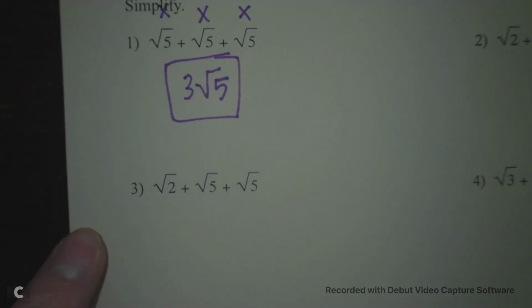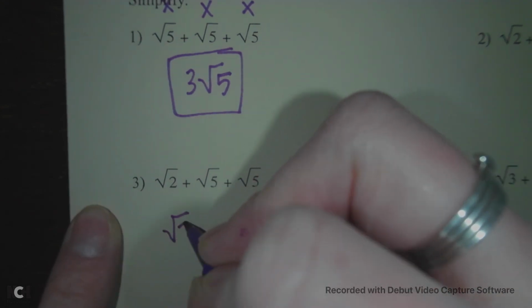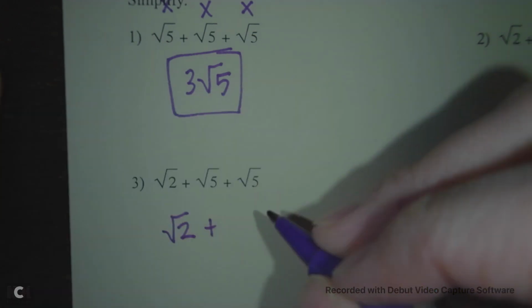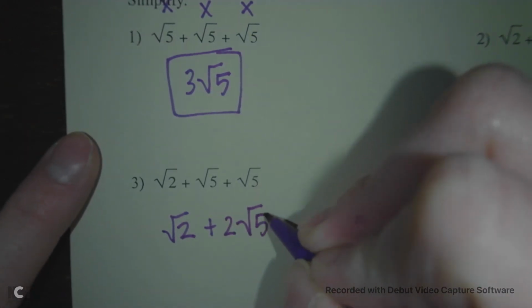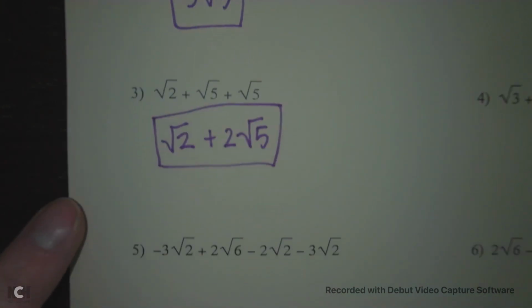So let's look at the next one. Okay, so how many root 2s do we have? Well, we just have this one root 2, so we're gonna write root 2. And how many root 5s do we have? We have 2 root 5s, so we have 2 root 5s. So we're just combining like terms, but with radicals.